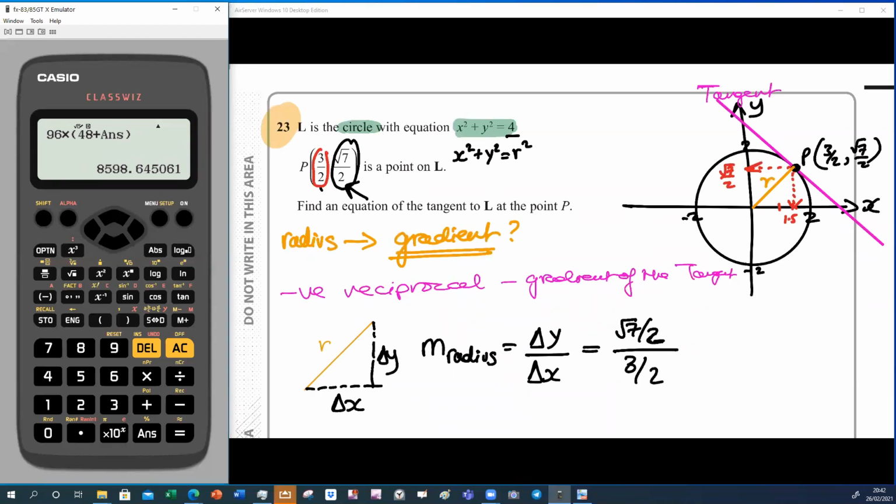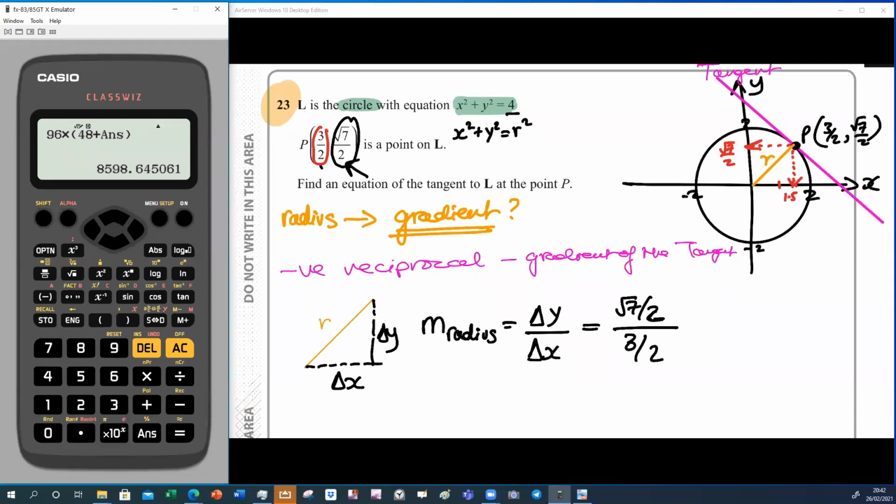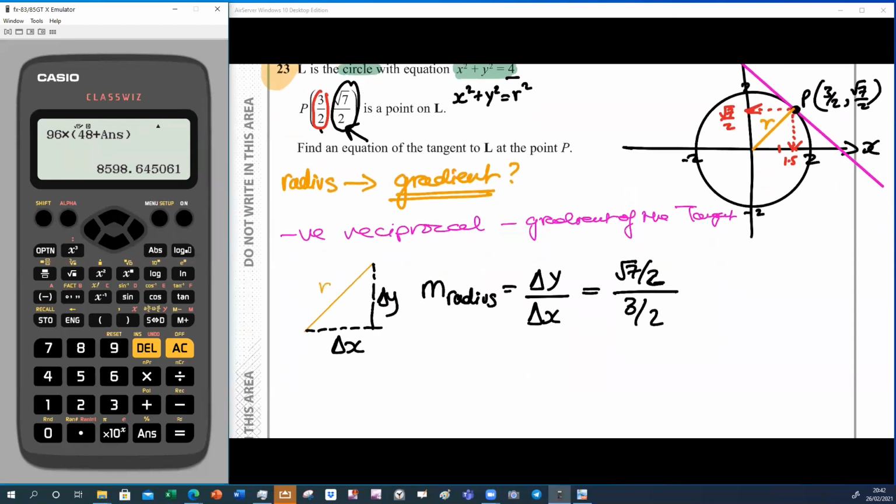Fantastic. Now, that's the gradient of the radius, and you can see that makes sense: the height divided by base. The height is the y coordinate, and the base is the x coordinate, how far across it goes. So your x and your y. Now, how do we get from that one to the gradient of the negative reciprocal? I want the gradient of the tangent now. By looking at this one, how do I get to this one? What transformation do we do? You switch them around and then you make it negative.